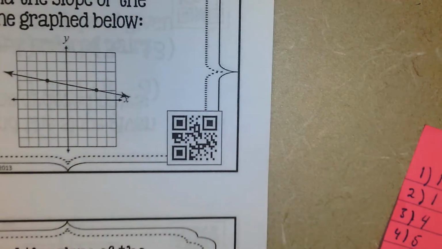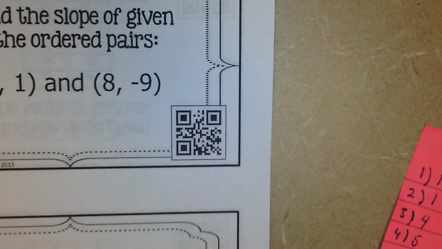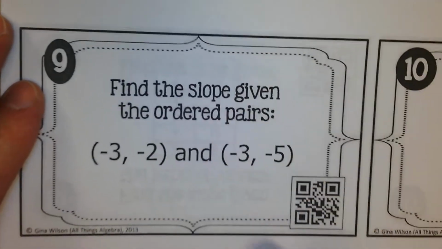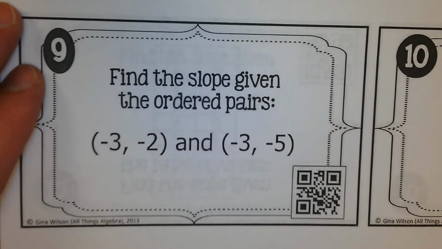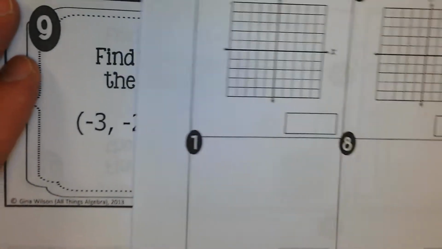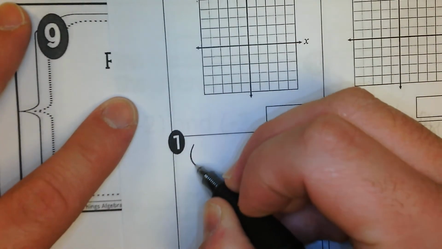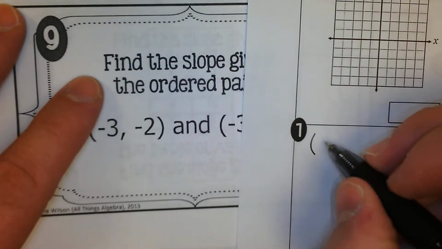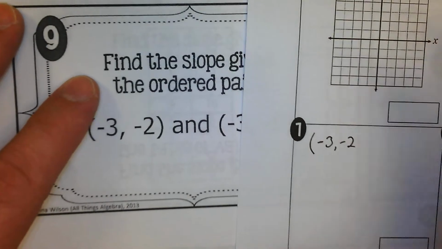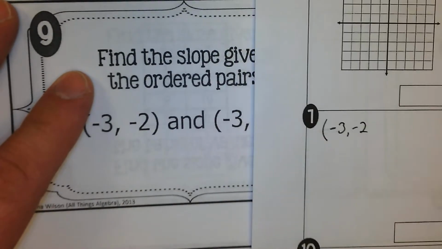Okay, moving on. If we go look at number 7, we take a look at number 7 here. So number 7 says find the slope given the ordered pairs. So the formula we need to use for this, alright, so we'll take a look here. We're going to plot our points first. So the points that they give us are negative 3, negative 2, and negative 3, negative 5.